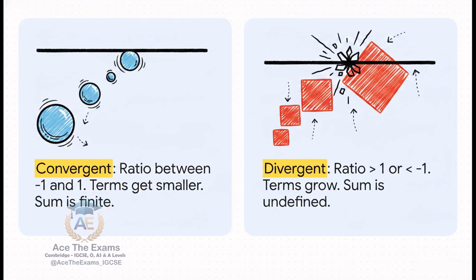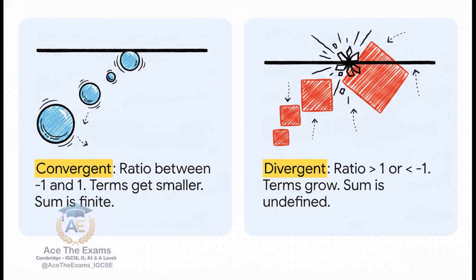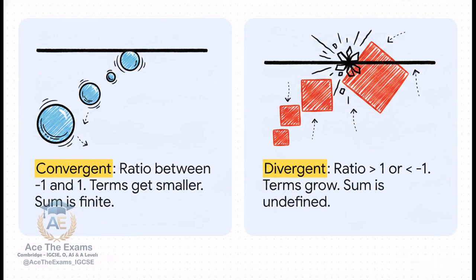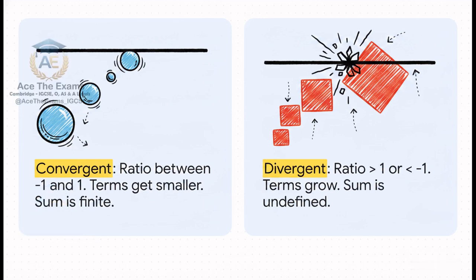Imagine your ratio is 1/2. You're adding 1/2, then 1/4, then 1/8, then 1/16. The pieces you're throwing on the pile are shrinking incredibly fast. So as you approach infinity, the sequence converges. The sum hits a hard mathematical ceiling. But if the ratio is greater than 1, like our doubling chessboard, the terms explode. That's a divergent series, and you cannot find a finite sum for it.